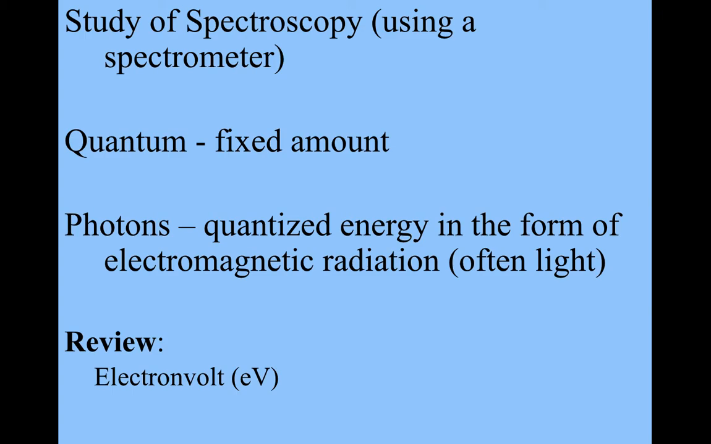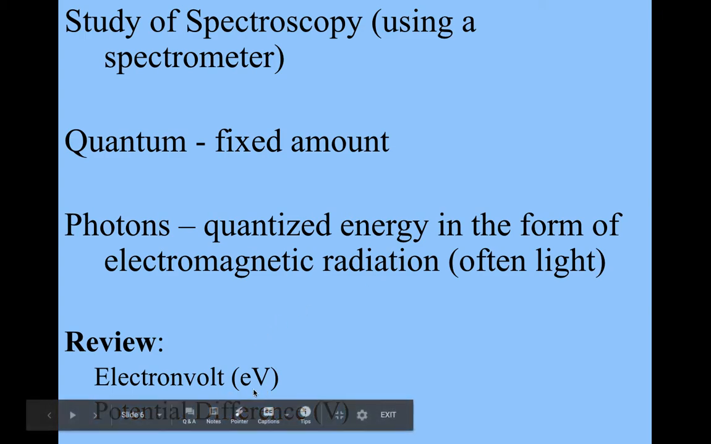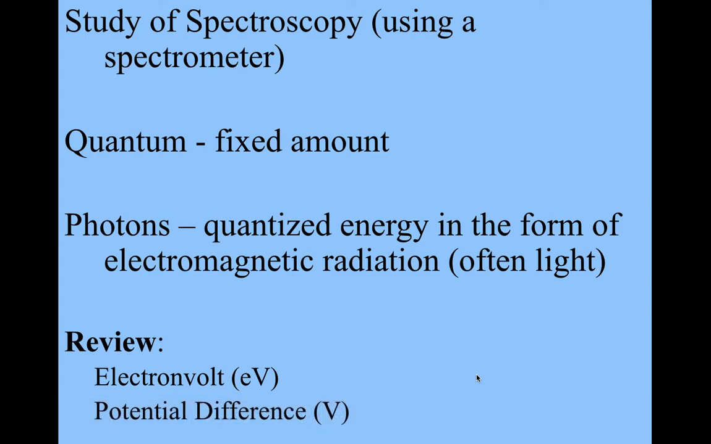Also want to talk about the fact that in electricity, the electron volt is a measure of energy, whereas the voltage was a measure of potential difference. And that'll be important for moving forward, because we're going to use the energies as electron volts.